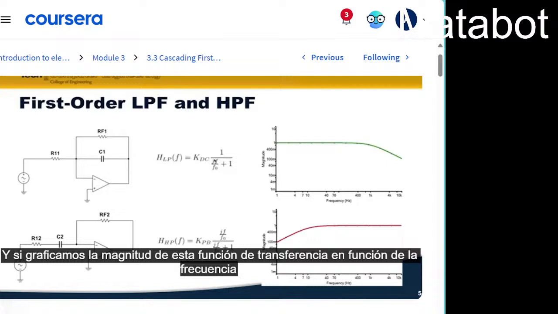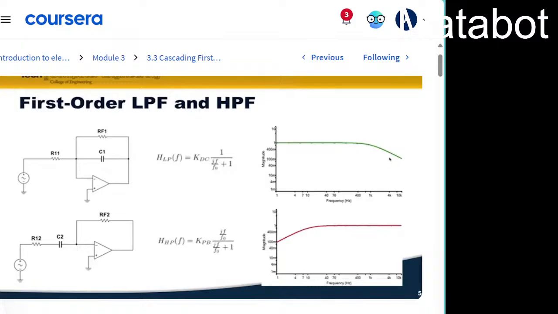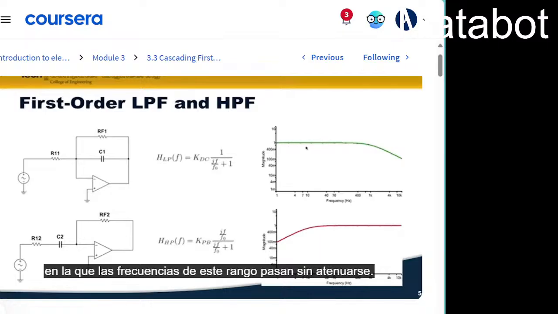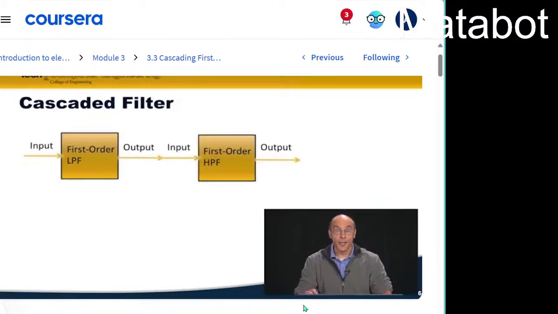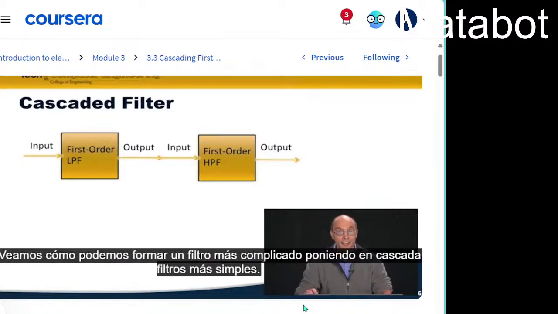And if we plot the magnitude of this transfer function versus frequency, we end up with a Bode magnitude plot of this shape, a low-pass filter characteristic, where frequencies in this range are passed unattenuated and frequencies in this range are attenuated. Similarly, if we solve for the ratio of output voltage here to input voltage here, we wind up with a high-pass characteristic like this. We plot its magnitude and we get a characteristic of this shape, where higher frequencies are passed unattenuated, but the lower frequencies are attenuated. Let's look at how we can form a more complicated filter by cascading simpler filters.